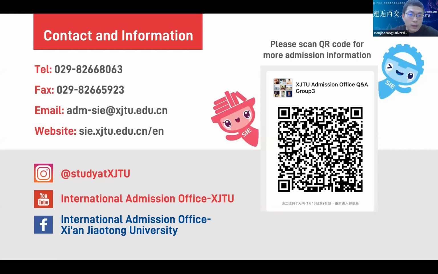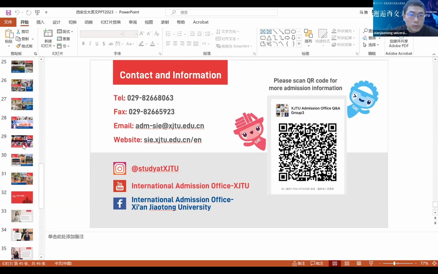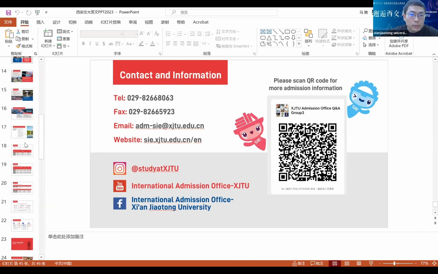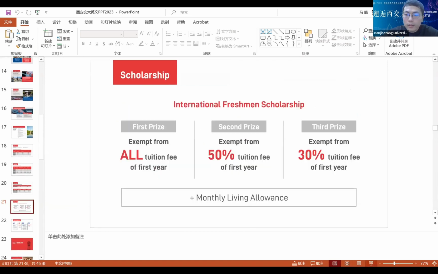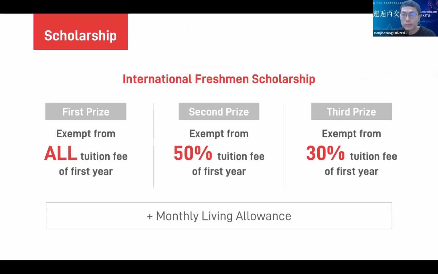I think I have also skipped some part of the scholarships. I will get to it here. According to the comprehensive education level from bachelor to master to PhD, we also have a corresponding scholarship system. To start with is the bachelor scholarship. It's called the International Freshman Scholarship.